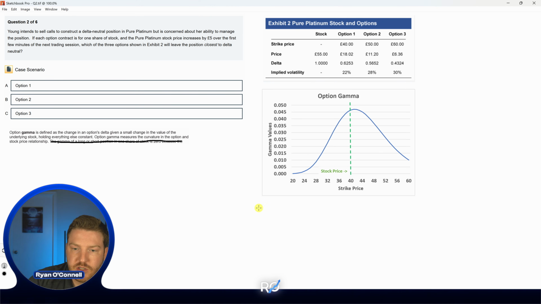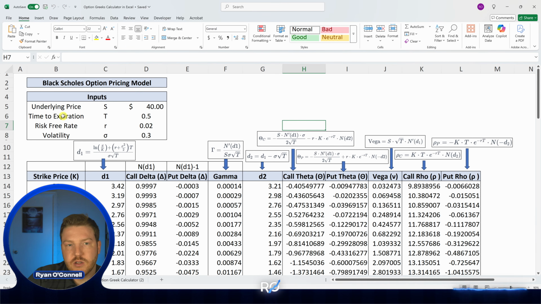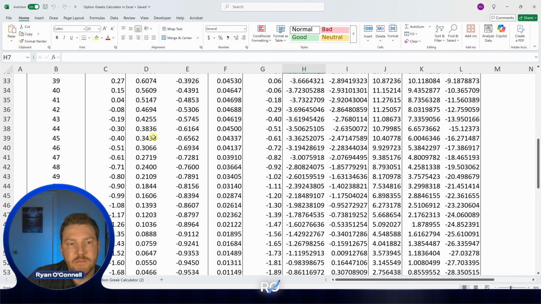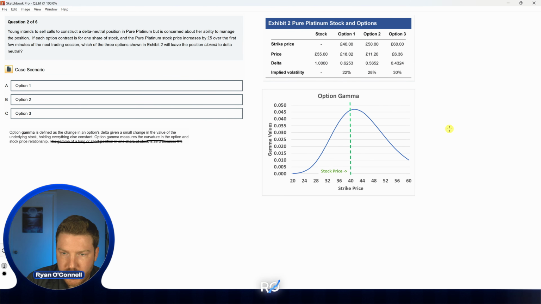So I have this Excel spreadsheet that I made where I calculated basically all the option Greeks for various strike prices on a specific stock. And this is just the option gamma. So these are my real calculations. So what you'll see is that if this stock price was set at 40, this is going to be the gamma if we hold everything else constant.